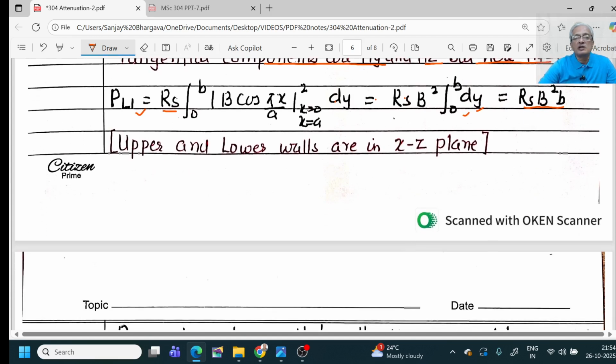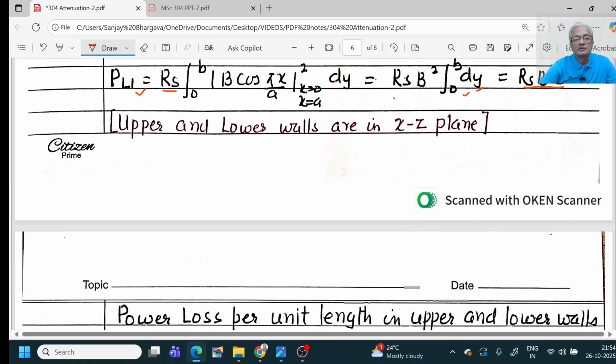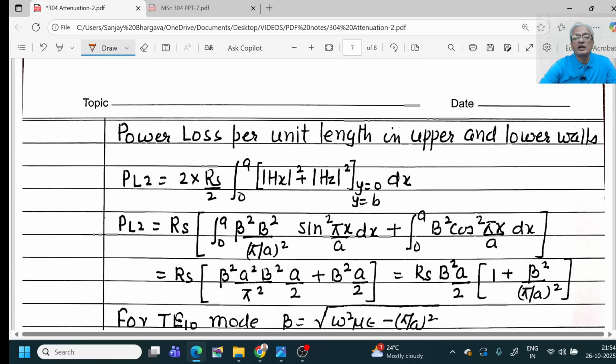Upper and lower walls are in the xz plane. So power loss per unit length in the upper and the lower walls, PL2, would be equal to 2 into Rs by 2, integral from 0 to a of (hx squared plus hz squared) at y equal to 0 to y equal to b, dx.